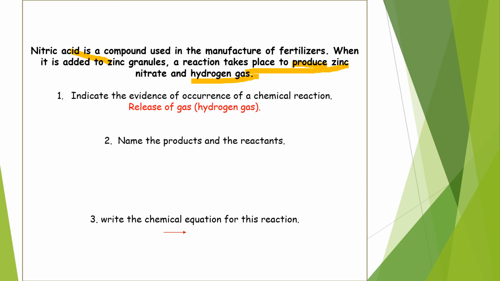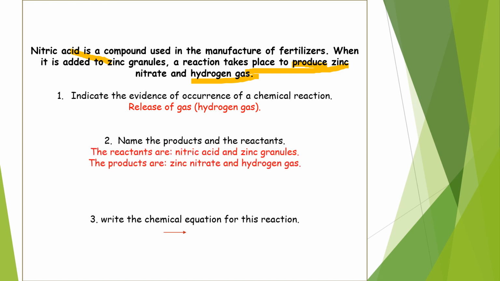Number 2 says: name the products and the reactants. What are the reactants? The reactants are nitric acid and zinc granules. What are the products? The products are zinc nitrate and hydrogen gas.